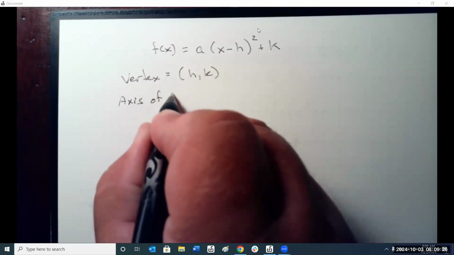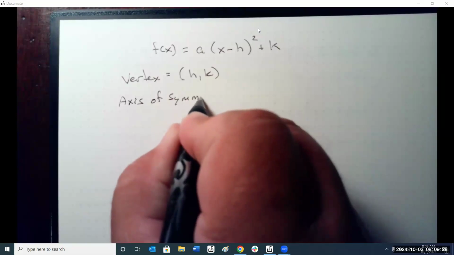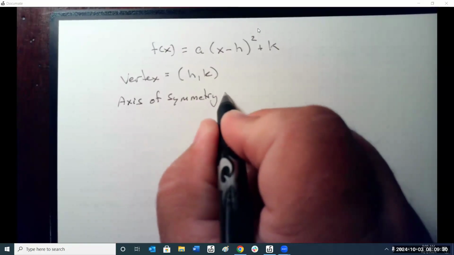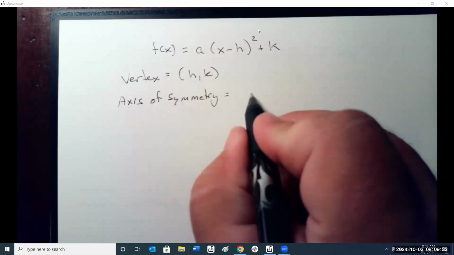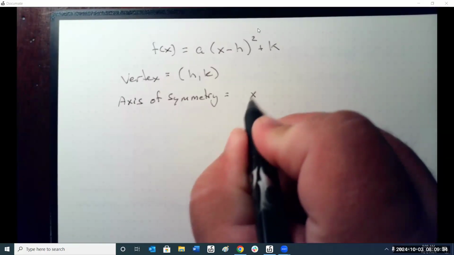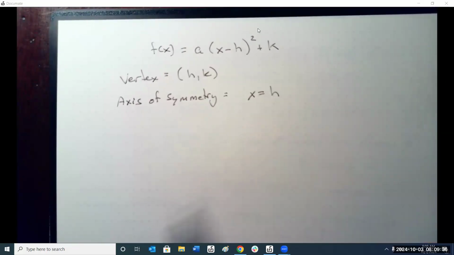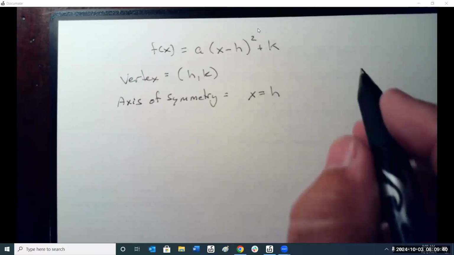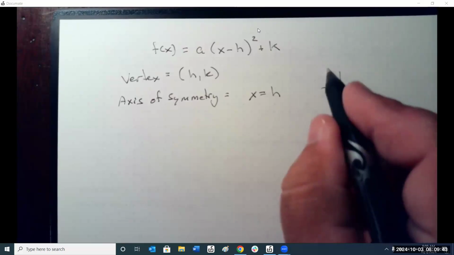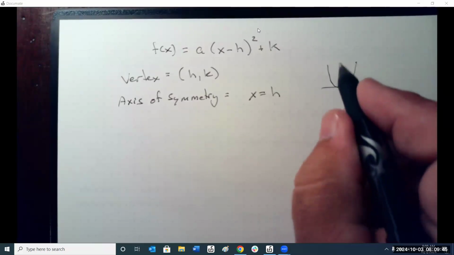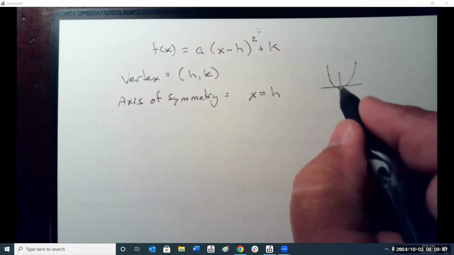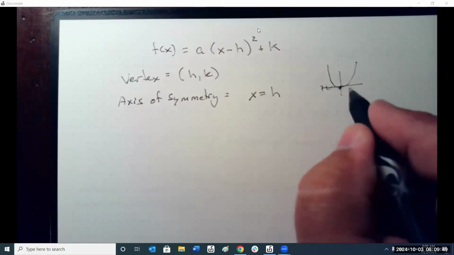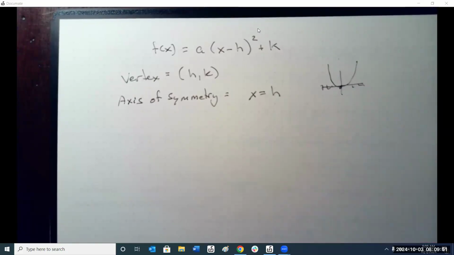The axis of symmetry is the x value of the vertex. Just think about it. Where is the middle of this graph? It crosses on the x value of the vertex.